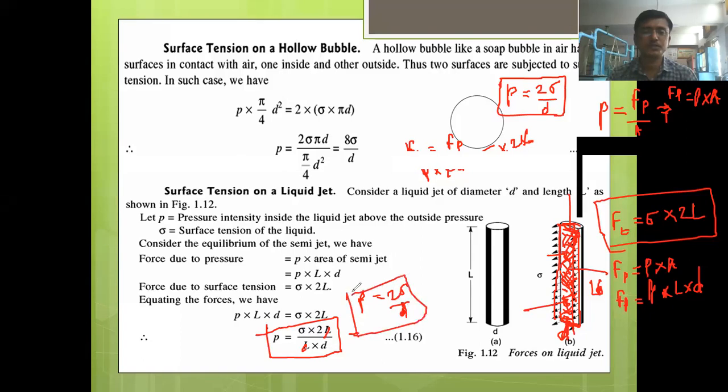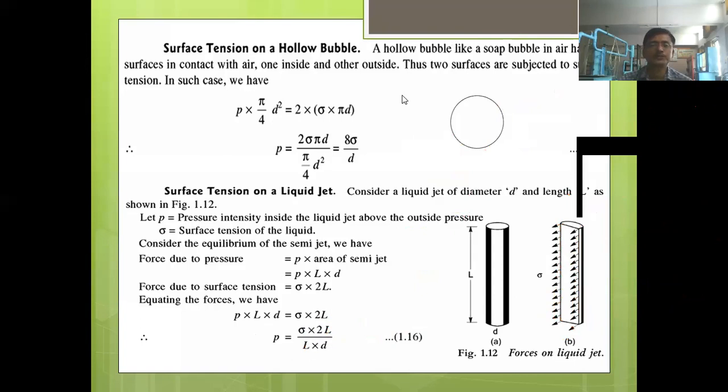If you observe these three formulas and make the relation between all three equations, it will be very easy for you to understand and remember them. For the liquid jet, it is 2 sigma upon d. For the liquid droplet, it is 4 sigma upon d. It is becoming twice. For the liquid jet it is 2 sigma here, for the droplet it is 4 sigma, and for the hollow bubble it is 8 sigma by d. So that is the relation you can establish between these. Remember all these three formulas. So this was about the derivation of the surface tension of the liquid jet.